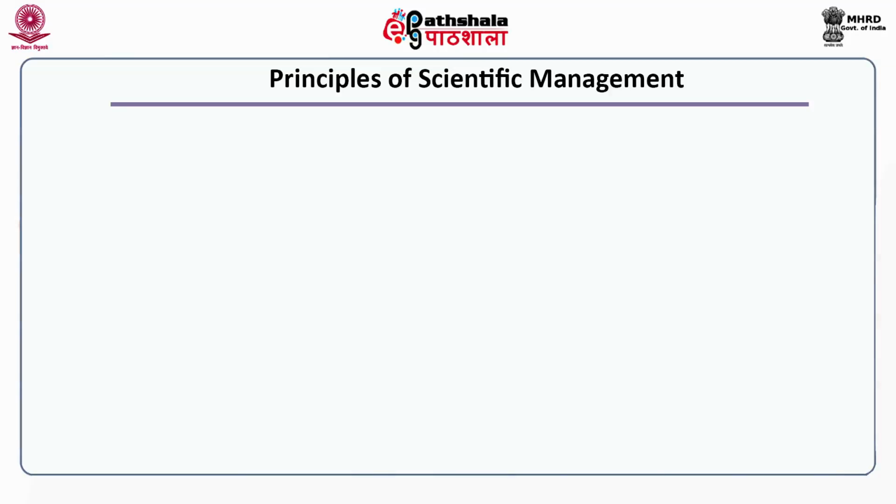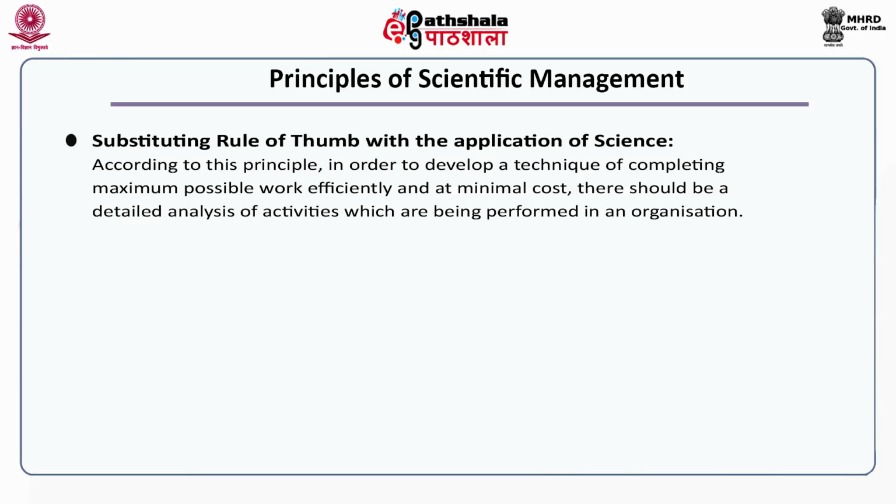Next comes the principles of scientific management. Taylor has given some basic principles of scientific management, which are: number 1 is substituting rule of thumb with the application of science. According to this principle, in order to develop a technique of completing maximum possible work efficiently and at minimal cost, there should be a detailed analysis of activities which are being performed in an organization.